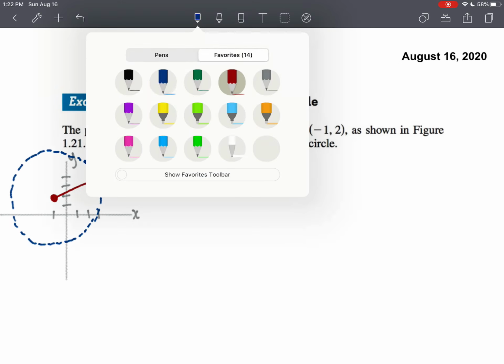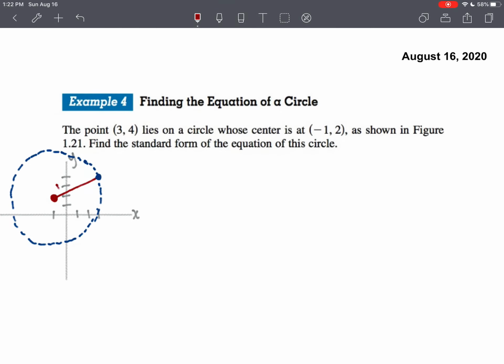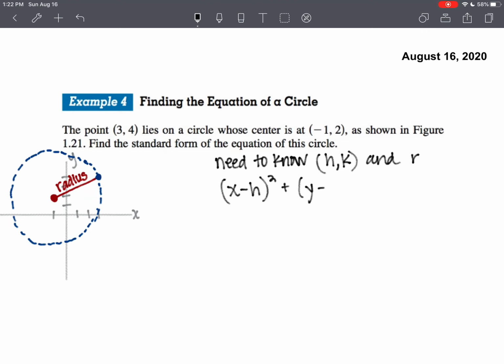So what is this red segment called? This red segment is the length, or the radius, and we can find the length of the radius. So what do we need to know to write the equation of a circle? Well, we need to know (h, k), and we need to know the length of the radius r, because (x − h) squared plus (y − k) squared is equal to r squared. It does have something very much to do with a squared plus b squared equals c squared.